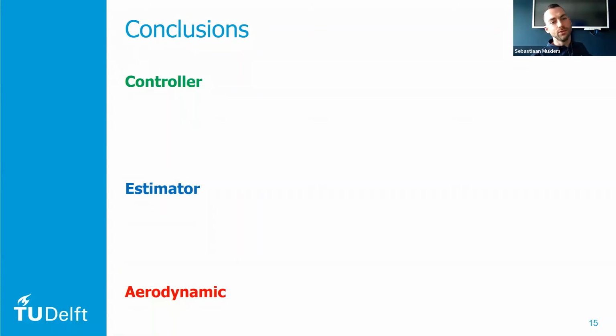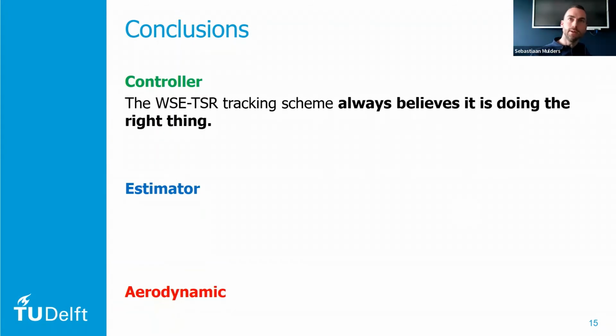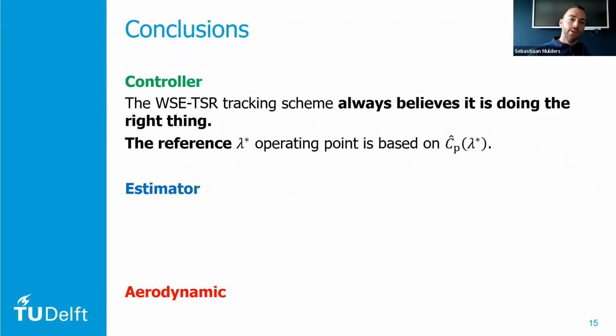and I subdivided these conclusions into the controller, estimator, and the aerodynamic part. So I already said this a couple of times, but as part of the conclusions, the scheme that I presented always believes it's doing the right thing. No matter what kind of uncertainty you put into your system, it always thinks, okay, I'm following the reference that you asked me to follow. And at the same time, the reference lambda star that we are tracking is also based on information from the CP table that we have at our disposal. So that might also be skewed or incorrect.